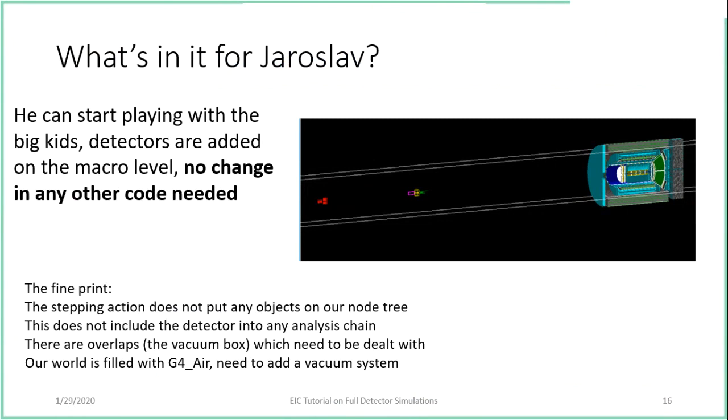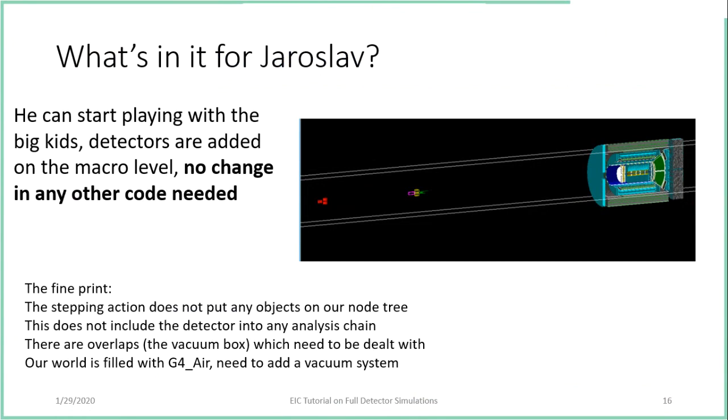Naturally, there's some fine print. As I pointed out, the stepping action is the one which puts data onto the node tree. He uses his own stepping action, so it doesn't put any objects on our node tree. It just puts it into his root file. And with that, this doesn't include the detector in any analysis chain, because you can't even get to the hits.